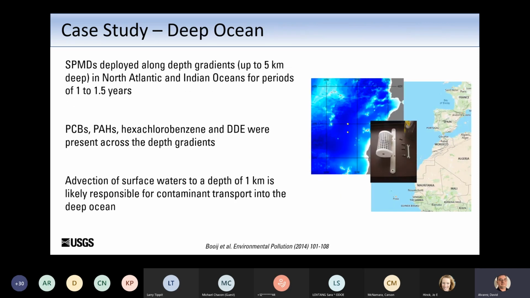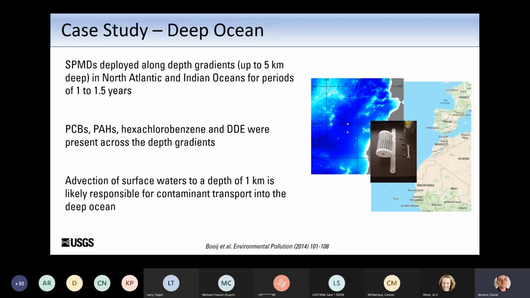Early on, I talked about some extreme uses of samplers as far as extreme conditions. Typically, we think of passive samplers as a tool to be used in relatively shallow waters for periods of weeks to months. This example was by the Royal Netherlands Institute for Sea Research, where they investigated the potential of passive sampling techniques to measure organic contaminants at deep ocean sites. They deployed SPMDs at depths up to 5 kilometers for periods of 1 to 1.5 years at sites in the North Atlantic Ocean and Indian Ocean.